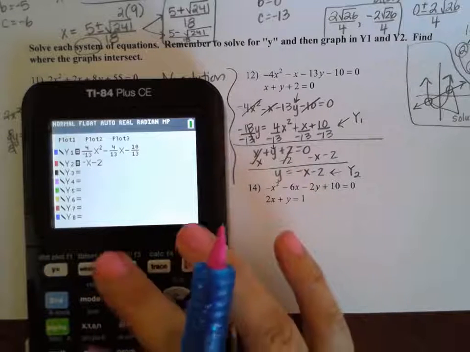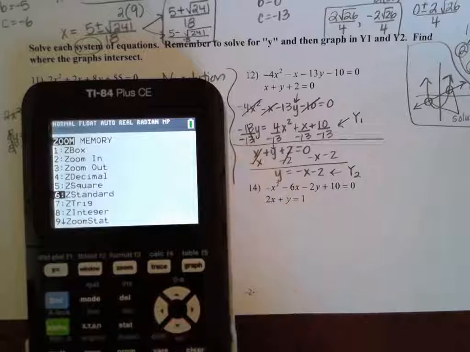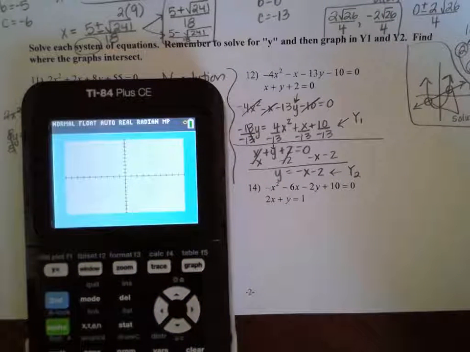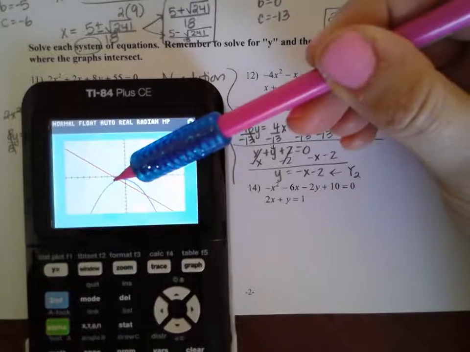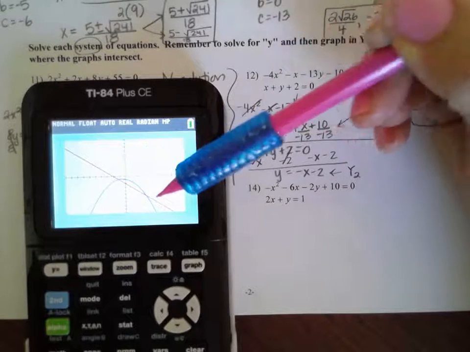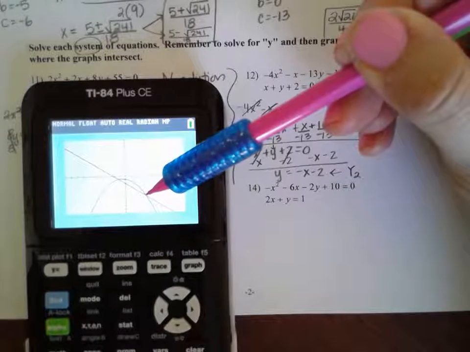Okay, I'm going to hit zoom standard and graph. Okay, there's the parabola. And here comes the line. All right. Okay, this one's got something for us to work with. So definitely one solution right here and one solution like right there.